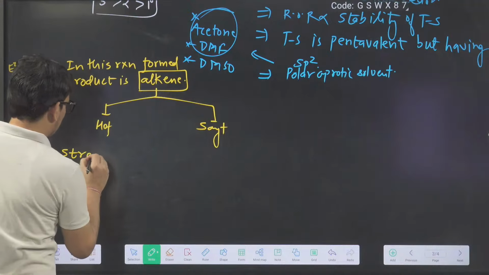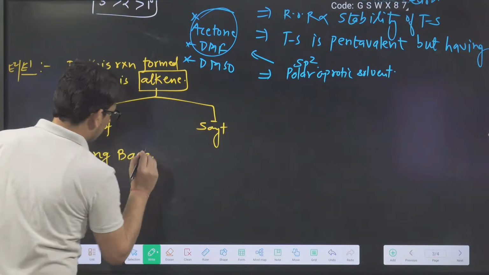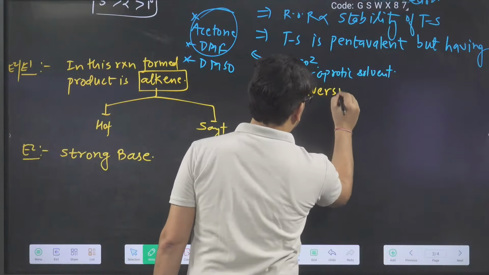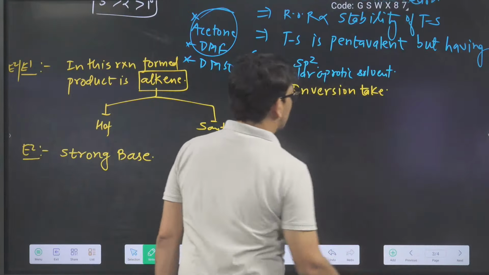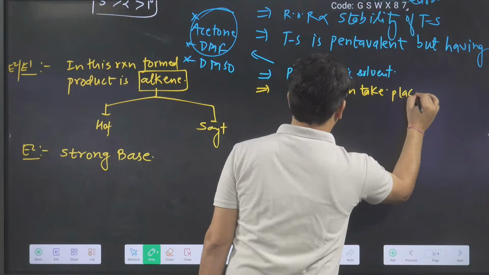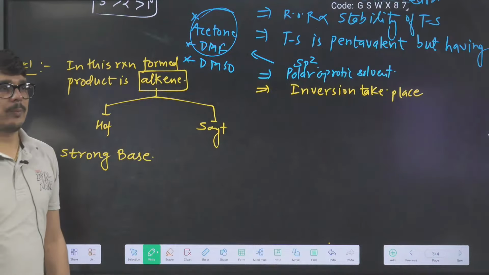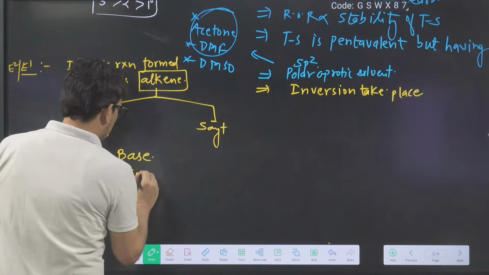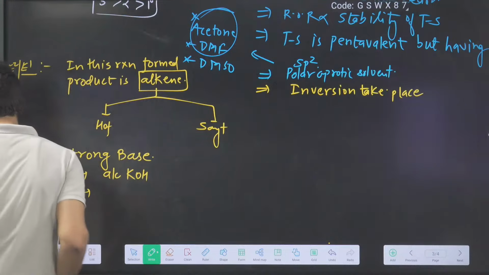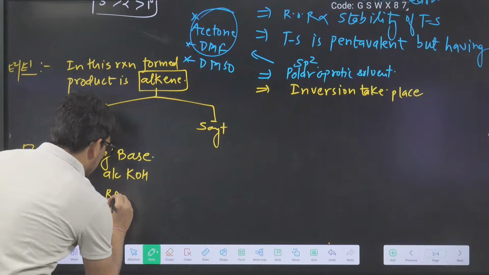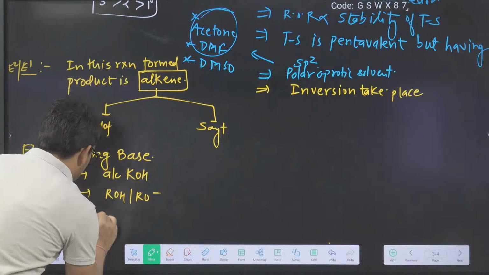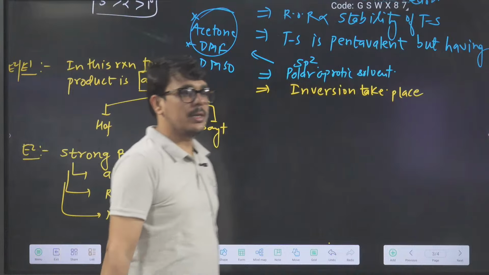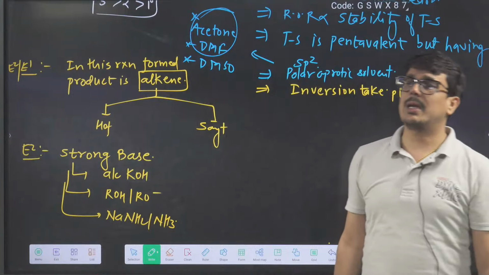And last thing, E2. For E2 we need which base? Strong base. One thing I left here, that in SN2 reaction inversion takes place. Remember this. Strong bases, generally you find alcoholic KOH first. In place of alcoholic KOH, sometimes you find ROH or RO minus. Maybe you find NaNH2 with ammonia. These are the strong bases that are used. Clear to everyone, yes or no?